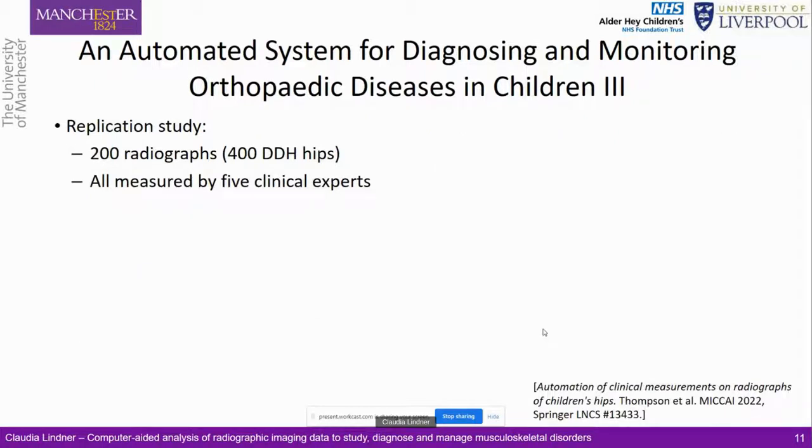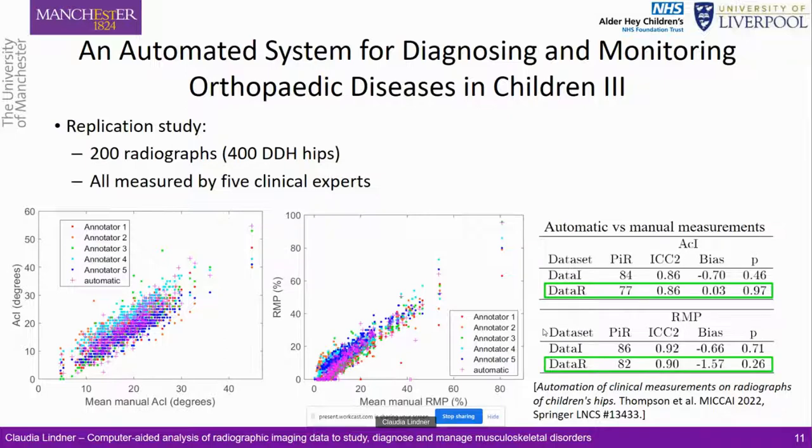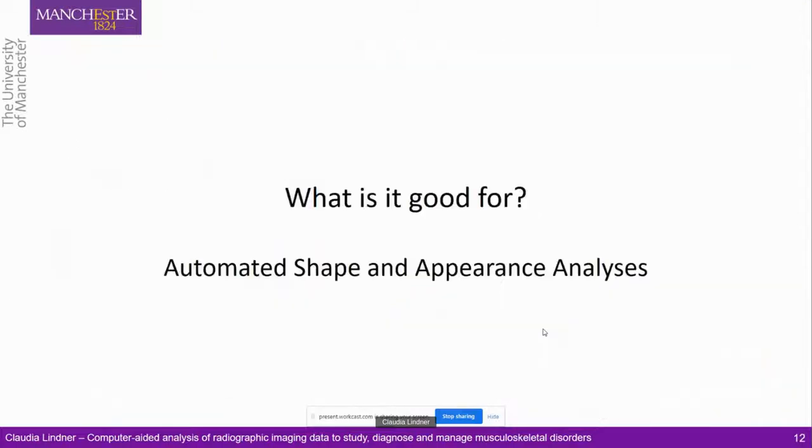And we've then also validated this technology in an independent application study on an additional 400 hips, which were each measured by 5 clinical experts. And again, it's a very similar picture, acetabular index on the left, Reimer's migration percentage on the right, where our automatic systems are in agreement with the manual clinical expert measurement. And again, there's no bias from the automatic system. So this is one direct application of how you can use the point positions.